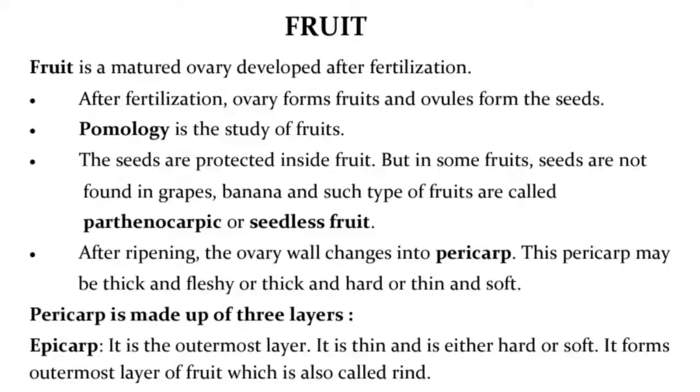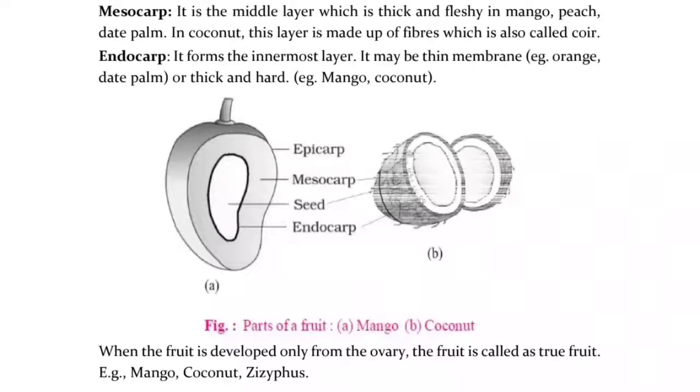Epicarp is the outermost layer. It is thin and is either hard or soft. It forms the outermost layer of the fruit, which is also called rind. Mesocarp is the middle layer, which is thick and fleshy in mango, peach, date palm. In coconut, this layer is made up of fibers, which is also called coir.